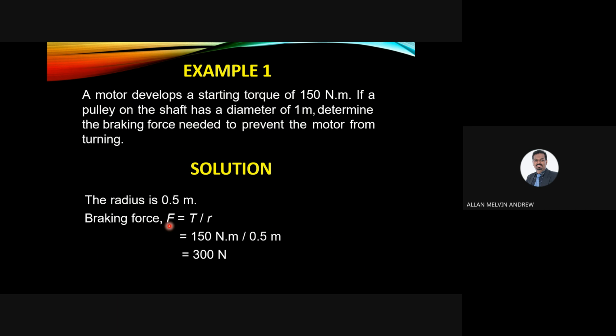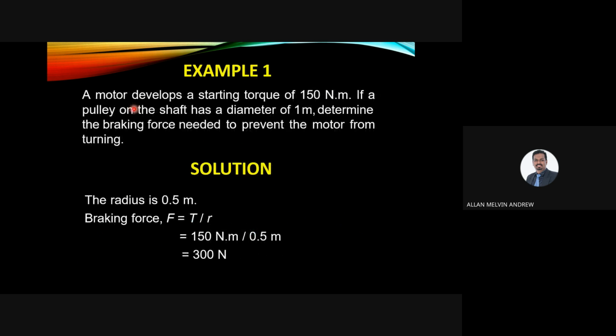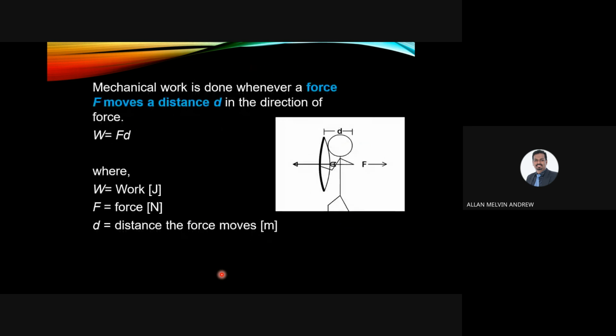The braking force F equals T over R, where we get this formula from the torque formula. We just rearrange it: this R we bring down, so we can find F equals T over R. So torque is 150 Newton meter, R is 0.5 meters, and when you solve it, you get 300 newtons.